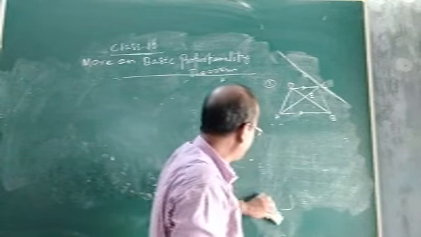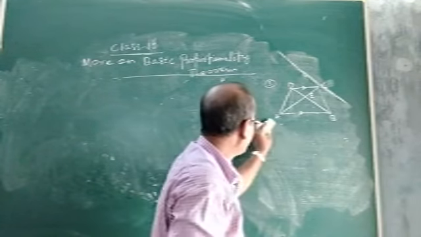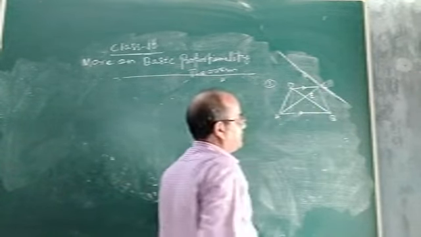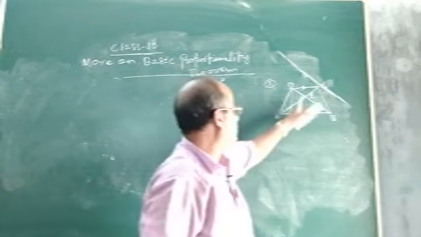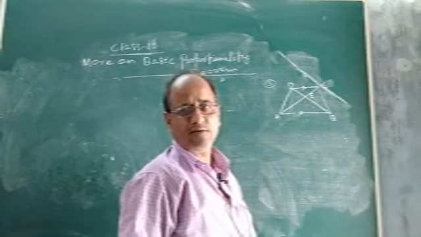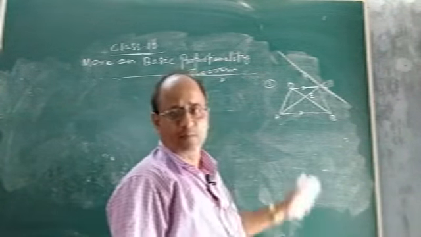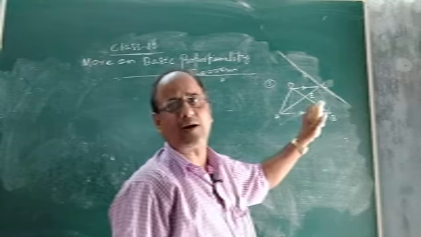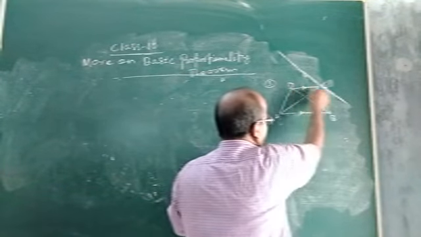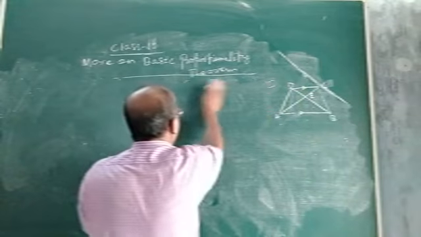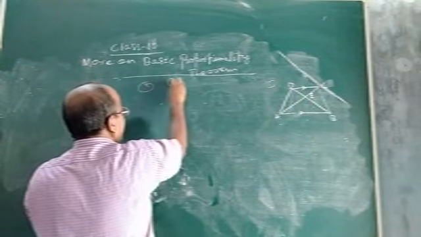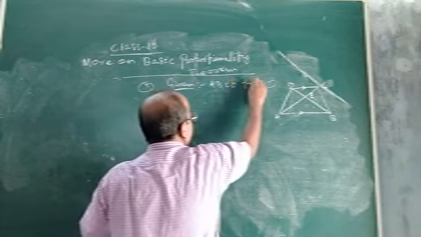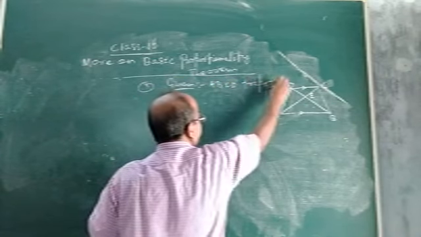Suppose ABCD is a trapezium. Now AC is one diagonal, BD is another diagonal. How to prove that the two diagonals of this trapezium divide each other proportionally? What does it mean? If E is the point of intersection of the two diagonals, see, what is given? Given is ABCD trapezium.